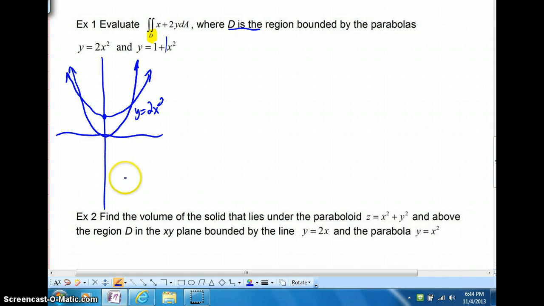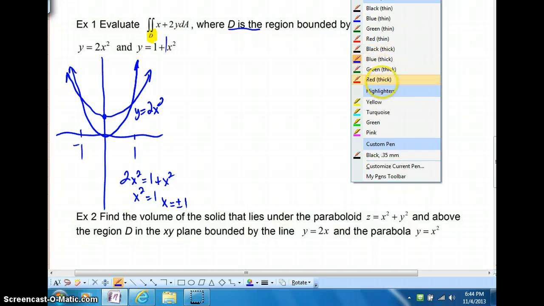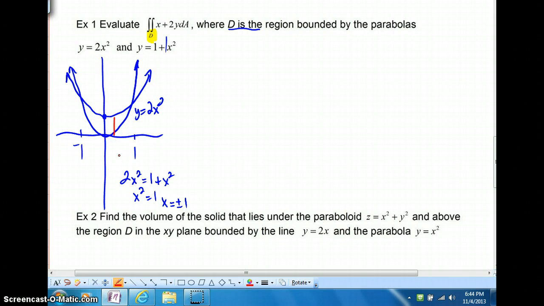Very quickly, if we set those two y values equal to each other, it would not take you long to solve and see that x squared would equal 1, or x would be equal to plus or minus 1. So we could see very clearly that x would be bounded between -1 and 1. But look at this. I hope everyone would be able to say quickly this would be a type 1 region, because we could draw a vertical segment anywhere in this region, and always realize that our y values are bounded between this top function of 1 plus x squared, and then down below by y equals 2x squared.